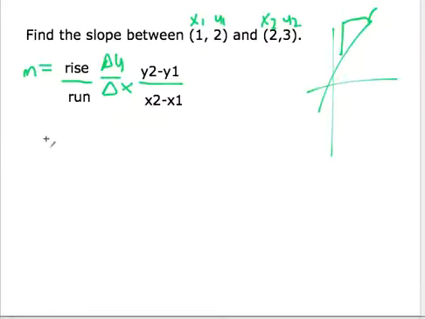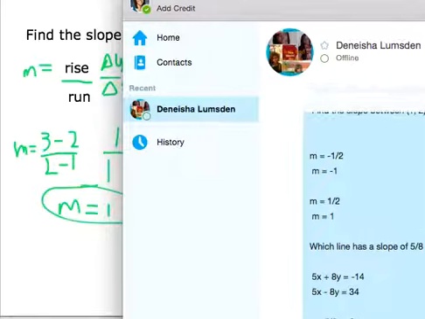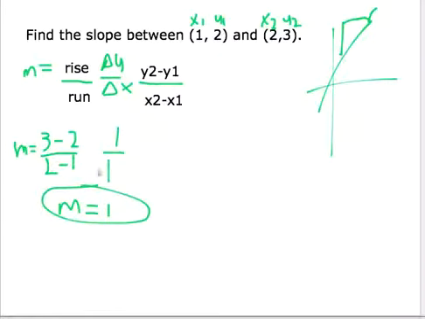Okay, so my y2 is 3, and then I'm just going to plug in my numbers. So m equals, my y2 is 3, my y1 is 2, my x2 is 2, and my x1 is 1. So 3 minus 2 is 1, 2 minus 1 is 1, m equals 1 divided by 1, which is 1. So I look over here at my answers. It looks like it would be D, because D, m equals 1. Alright, well hopefully that helps. Please let me know if you have any other questions.